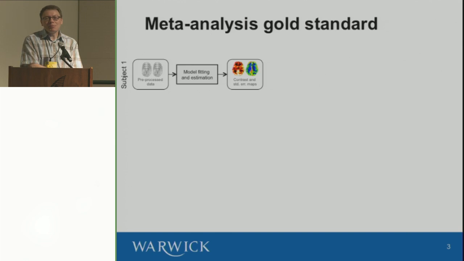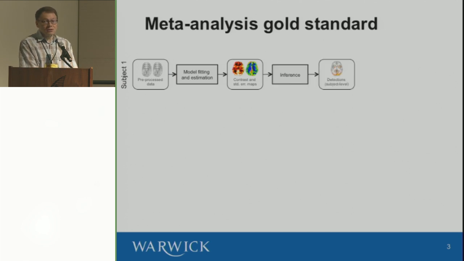Okay, so what happens in a typical fMRI analysis? We start with some preprocessed data, we fit a model to it, and we get a contrast estimate and a standard error. We usually do not look at those, but they are there. And the thing that we actually make inference on is the statistic map. And we make some decision about whether something is there or not. That's the first level model.